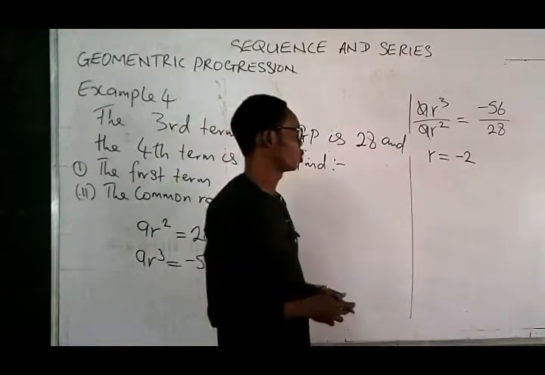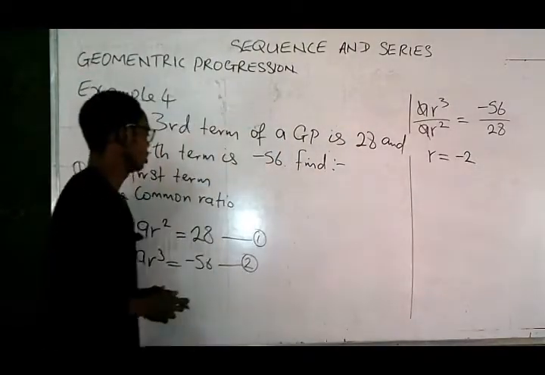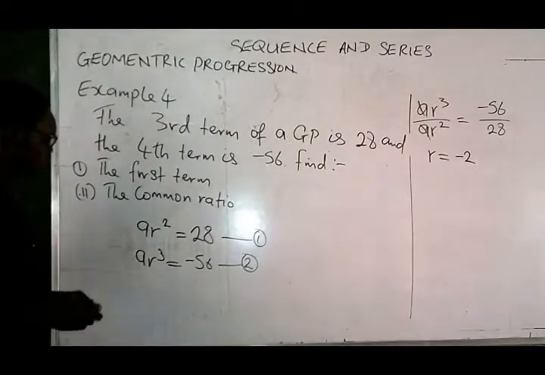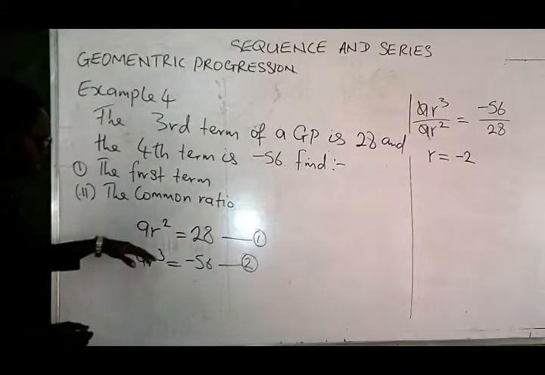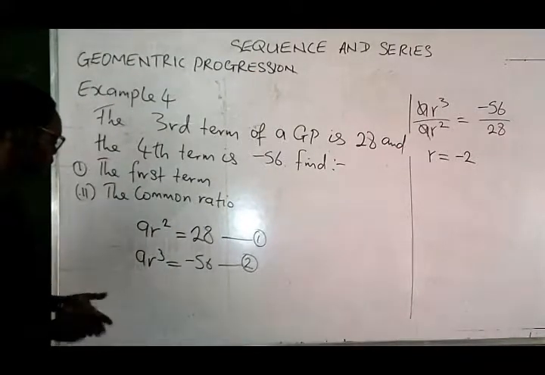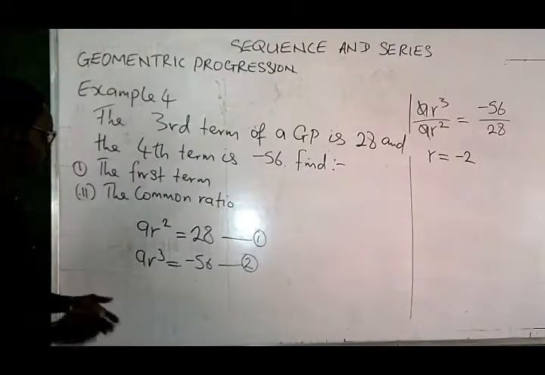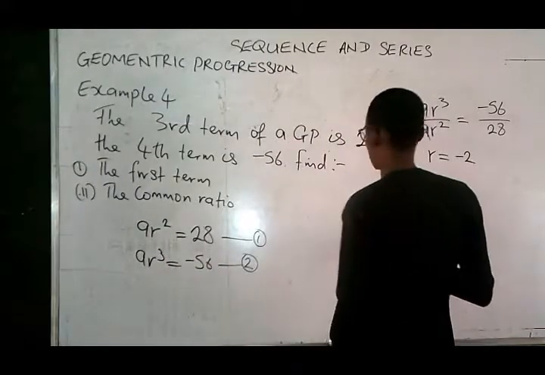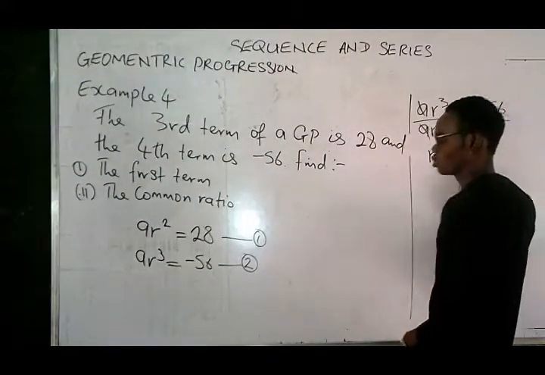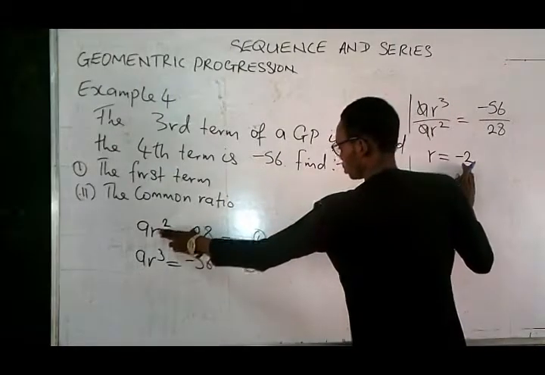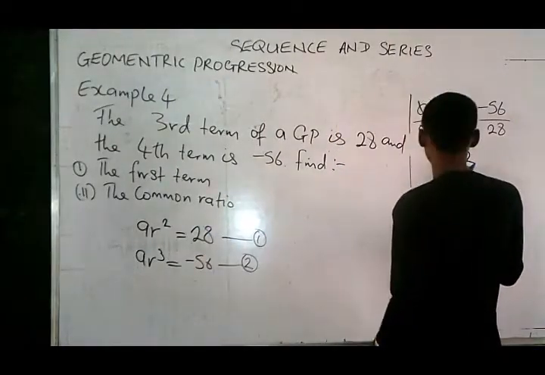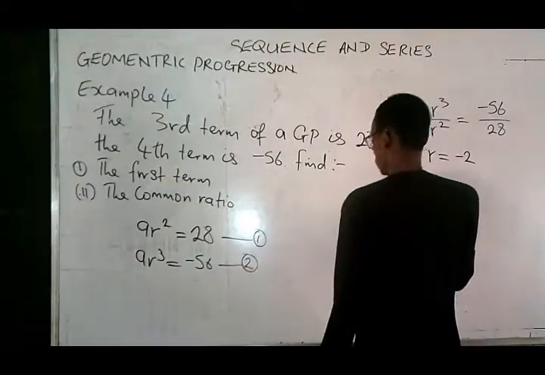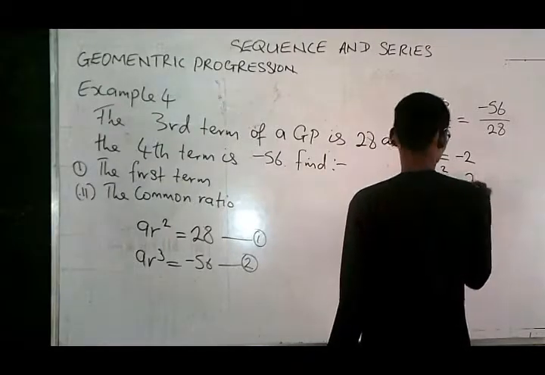Having gotten the common ratio, to get the first term, all we need to do is to look out for the simplest equation here. From here, equation 1 is the simplest, which is a r squared equal to 28. So I will use equation 1. I will substitute minus 2 for r in equation 1. Why? Because r is now minus 2. So equation 1 is this: a r squared equals 28.